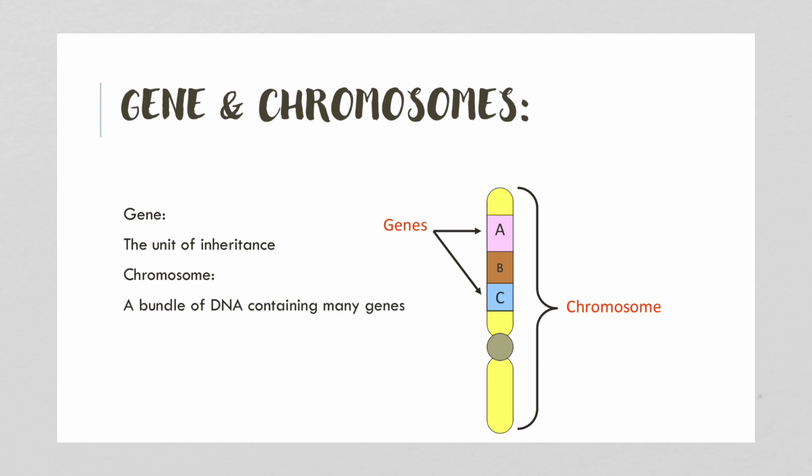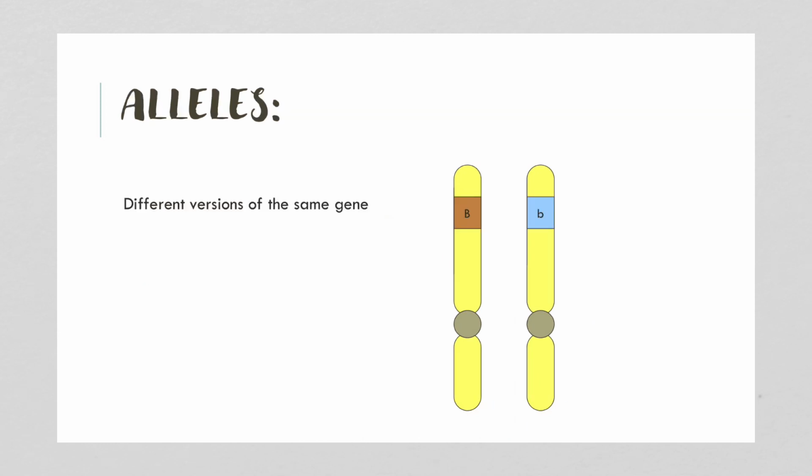So remember, the gene is a unit of inheritance. It could code for the building of a protein, and that protein could determine your eye color, or that protein could be insulin, for instance. A chromosome is a bundle of DNA that contains many genes. So in this example here, we have a chromosome that has 3 genes, A, B, and C. Chromosomes have more than 3 genes, but for this example, we'll just say it has 3.